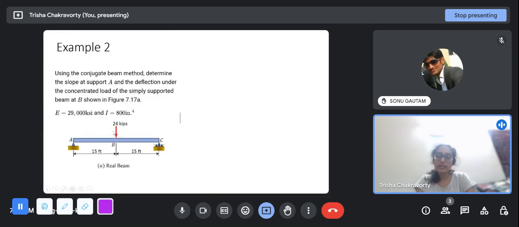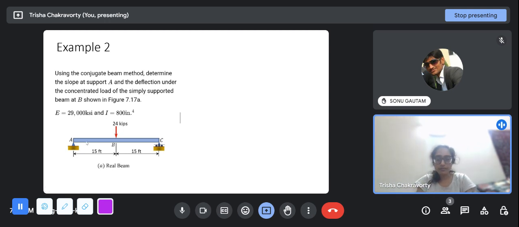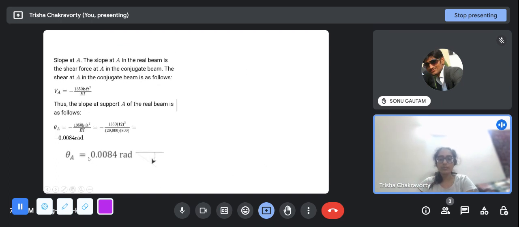Right. If we apply a concentrated load at this point, the beam will deflect in some manner like this. Of course, we don't know the exact values, but the shape will be like this. So at A, how is the slope? The original slope at A was 0 degree. Then it bent like this, so the rotation is in this sense, and this is the clockwise sense. So this is the clockwise slope, 0.0084 radian.